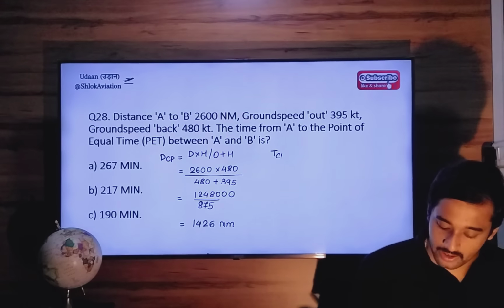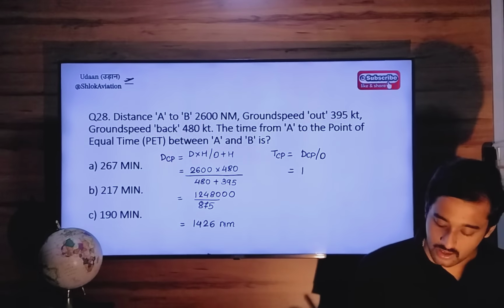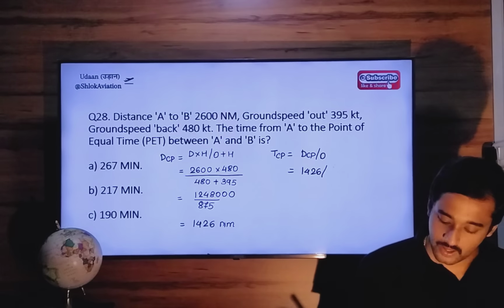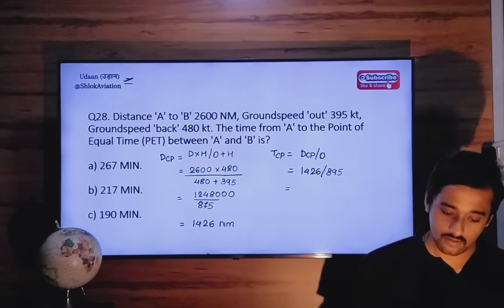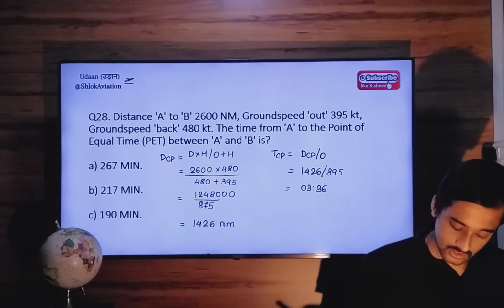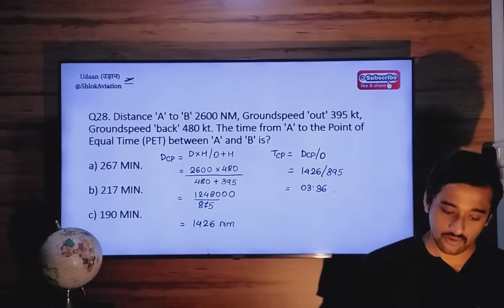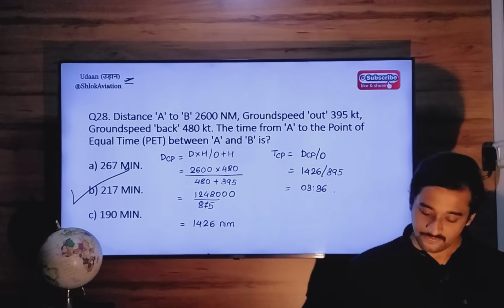Time to critical point will be distance to critical point divided by outbound speed. 1426 divided by 395, which is 3 hours 36 minutes. That is equal to 216 or approximately 217 minutes.